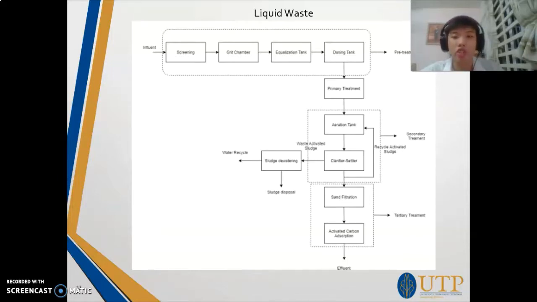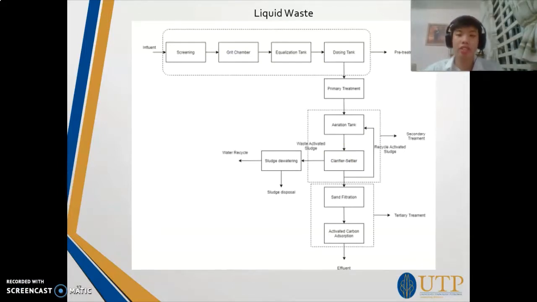And after the primary treatment, the influent is moved into the secondary treatment, which is through the activated sludge process in the aeration tank. In the aeration tank, the microorganisms will be consuming the organic matter, which is methanol, and they will form activated sludge and accumulate at the bottom. This activated sludge would then be put into the clarifier to separate the activated sludge from the remaining influent.